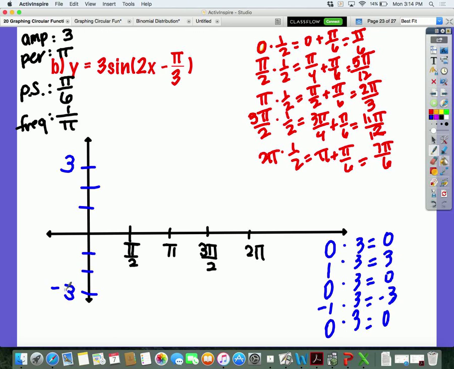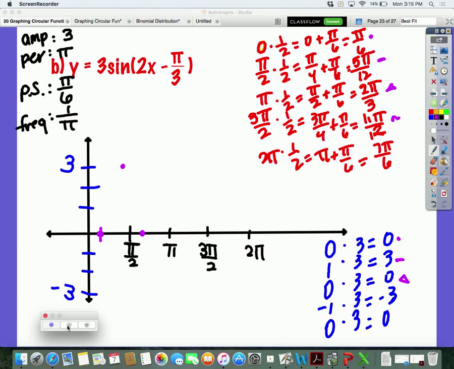So if pi over 6 and 0 go together. Yes, the blues are your y's and the reds are your x's that you would graph along your curve. That's exactly the same thing you're doing in pieces if you were doing the other way.